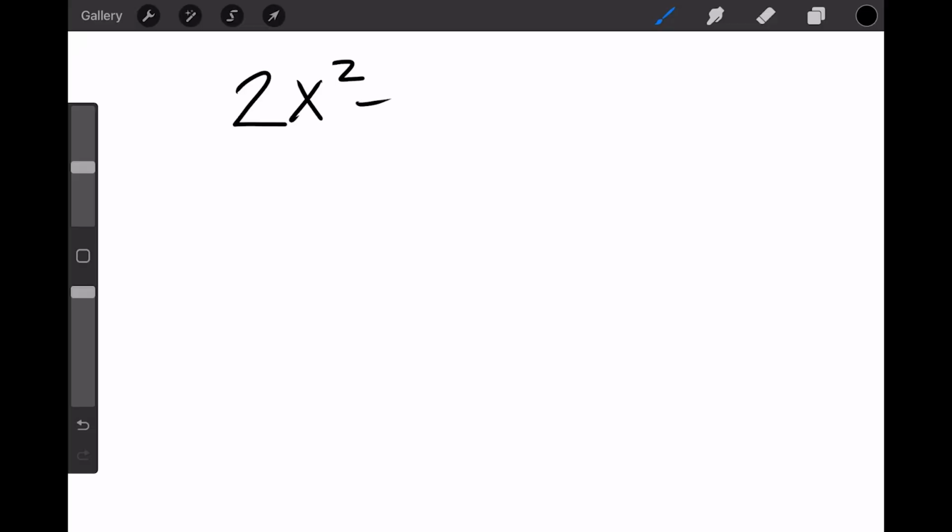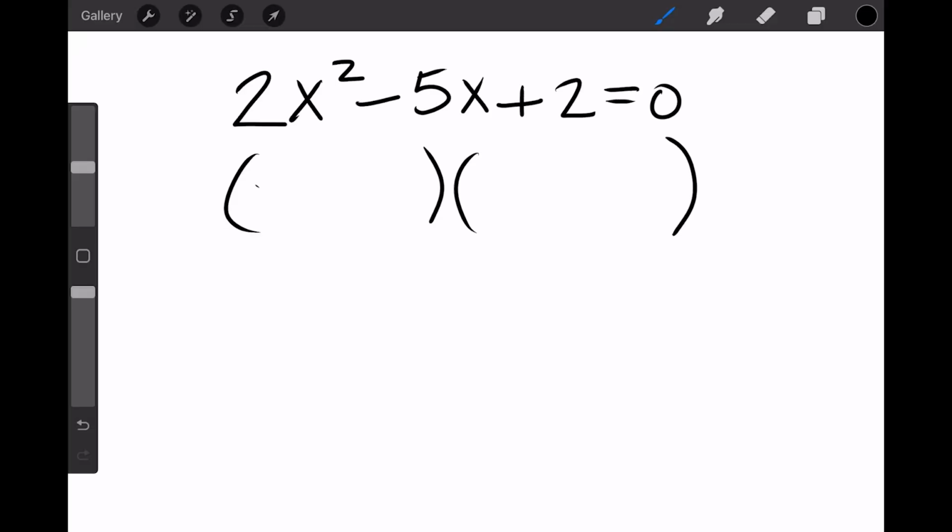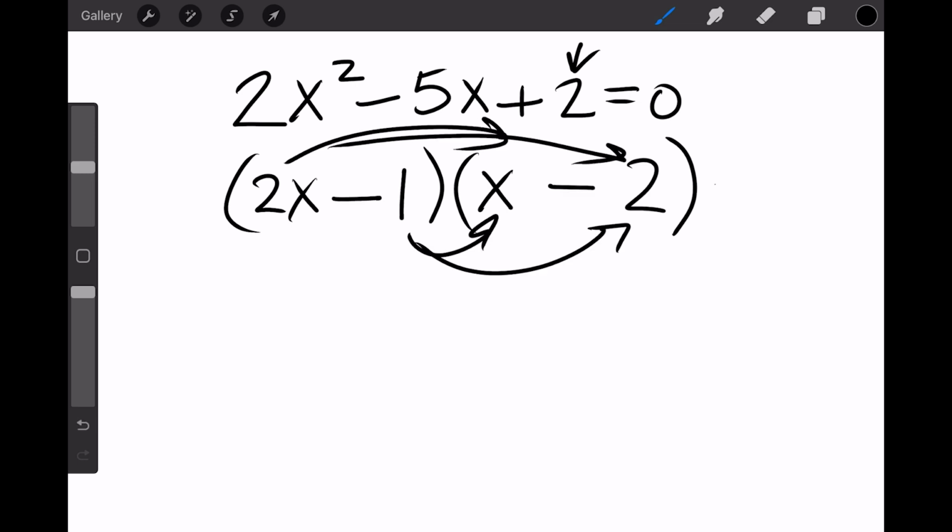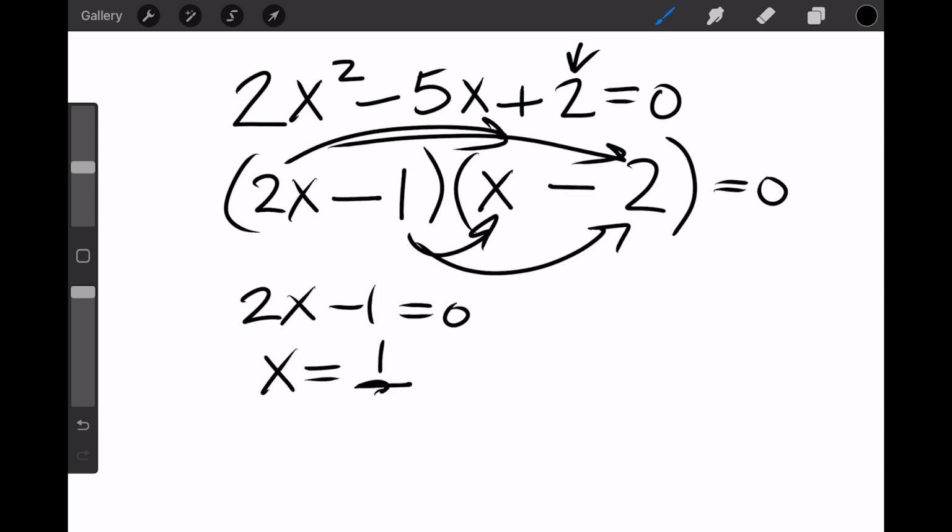And remember, we can also factor this quadratic formula by hand, like so. And we can find the solution this way.